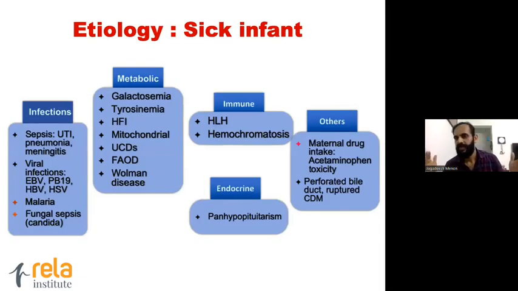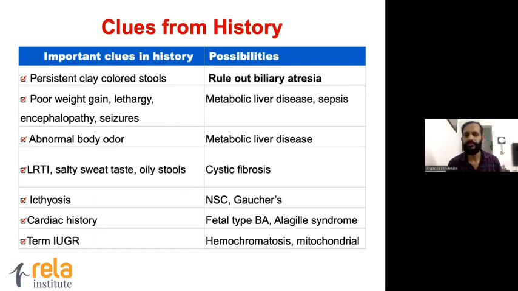So the etiology of a sick infant is quite broad. Infections, especially HSV infections, sepsis, and UTI can cause it. Metabolic disease, I've given the list. For practical purposes, it is galactosemia, tyrosinemia, and mitochondrial disorders that we see commonly. Immune-mediated disorder is neonatal hemochromatosis, otherwise known as gestational alloimmune liver disease, which is more commonly seen in the West, but in India also we are seeing it quite frequently nowadays, and the rest of the causes are extremely rare. There are certain clues from history we need to see.